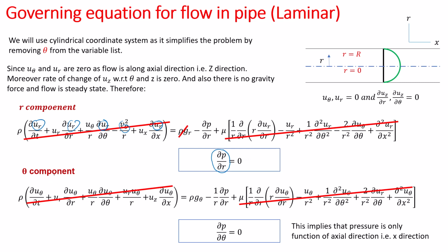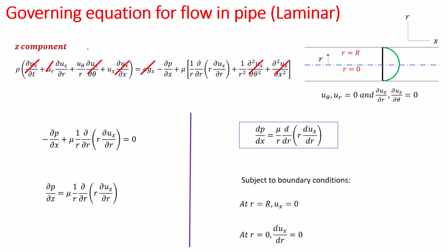Okay, and similarly from the theta component, all these values will be 0. Similarly here, and this also implies that the pressure gradient is not a function of theta. So this means that if this is not a function of theta and r, it should be a function of only the x direction. Okay, now we have the z component equation, that is, write down the x component.